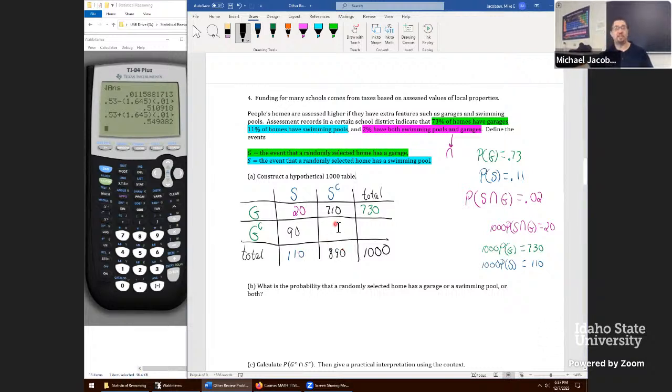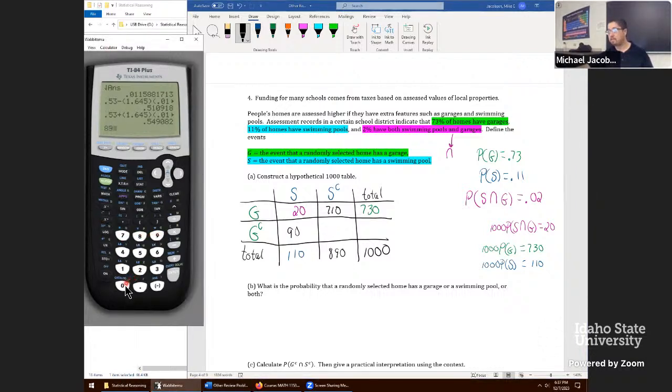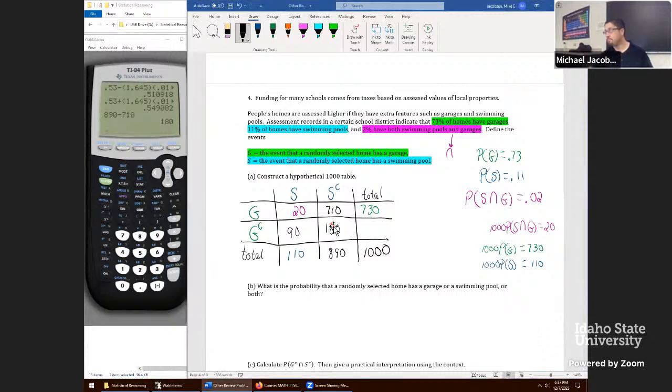And let's use a calculator for this one. By this red dot, you need to take 890 minus 710. Now the count of 180 would go right here. And last one, take 730 away from 1,000. We will get 270. And if everything went according to plan, we should really have a hypothetical table.